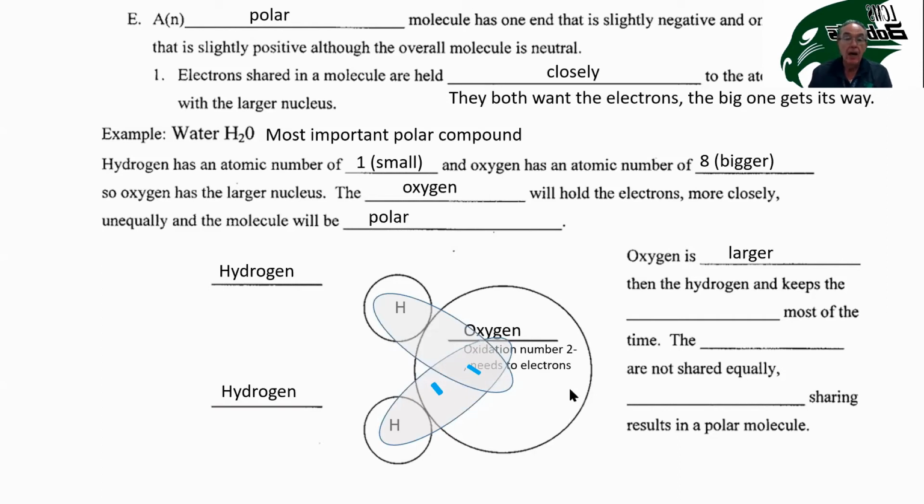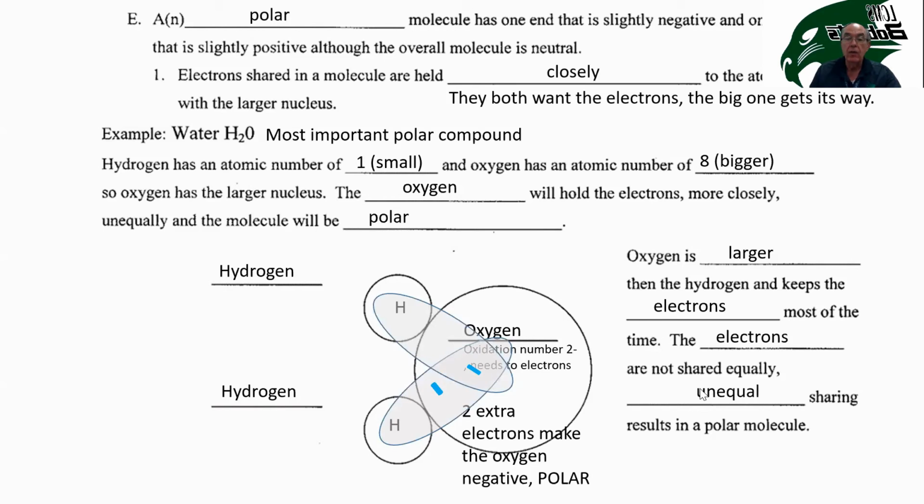However, the oxygen is larger than the hydrogen. It keeps the electrons most of the time. Two extra electrons make the oxygen negative, and it becomes polar because it's not equal sharing. These electrons aren't going back and forth and spending an equal amount of time between the oxygen and the hydrogen. They're spending most of their time over here with the big atom that's like, well, you want them, but I got them. The electrons are not shared equally. The unequal sharing results in a polar molecule.